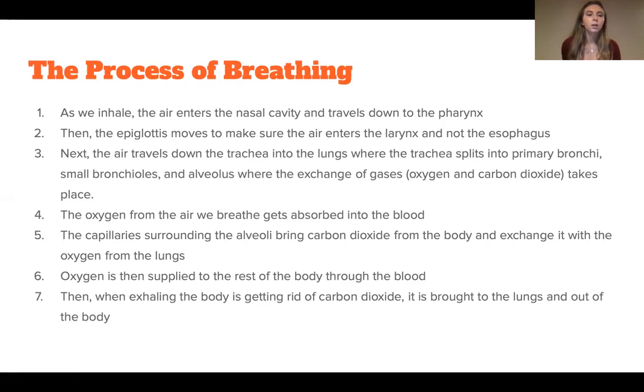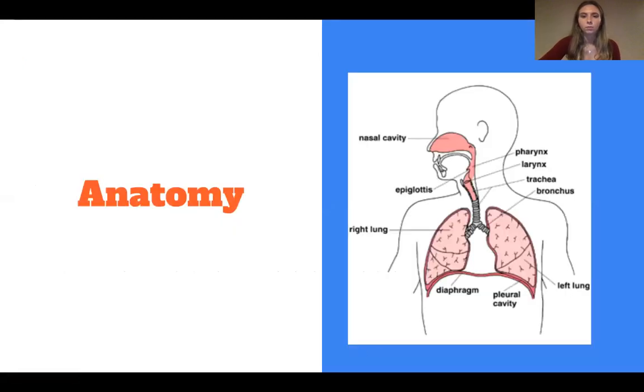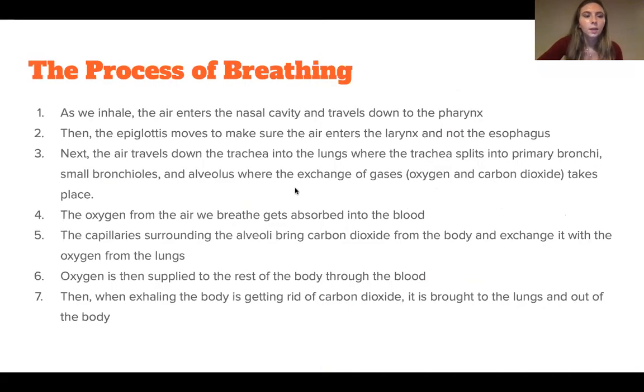So this is the process of breathing in order. As we inhale, the air enters the nasal cavity and travels down to the pharynx. Then the epiglottis moves to make sure the air enters the larynx and not the esophagus. So for reference here, we have a diagram and the oxygen would enter the nasal cavity, down the larynx into the pharynx. And then the air travels down the trachea into the lungs, where the trachea splits into the primary bronchi, small bronchioles, and the alveoli, where the exchange of gases, oxygen and carbon dioxide, takes place.